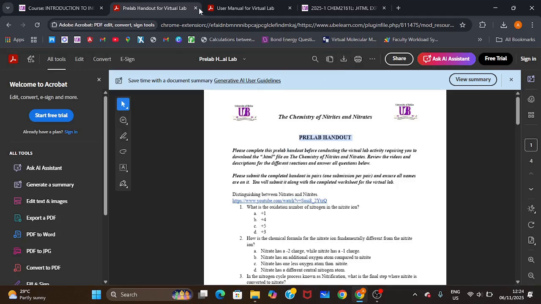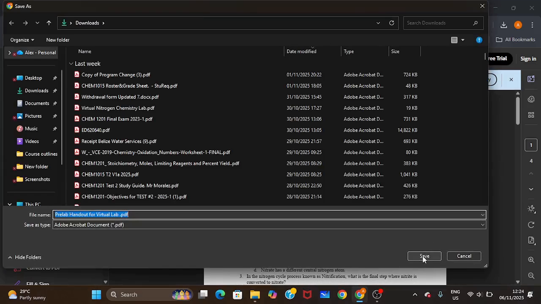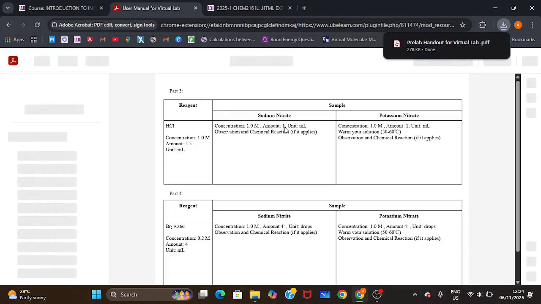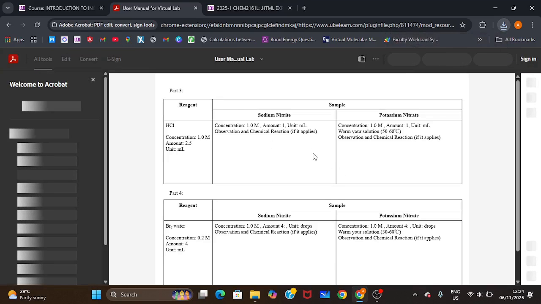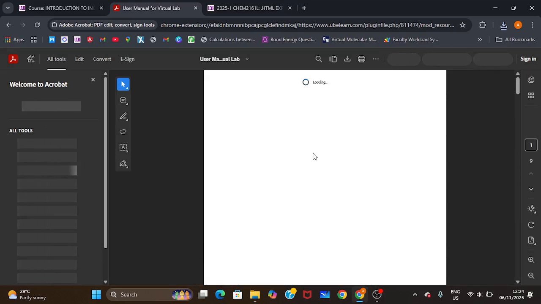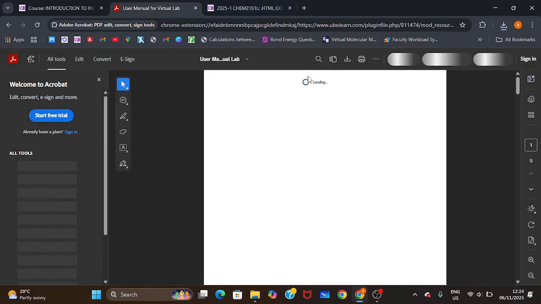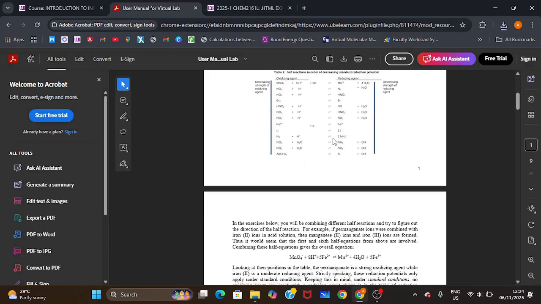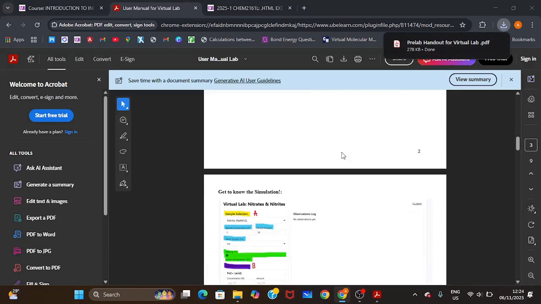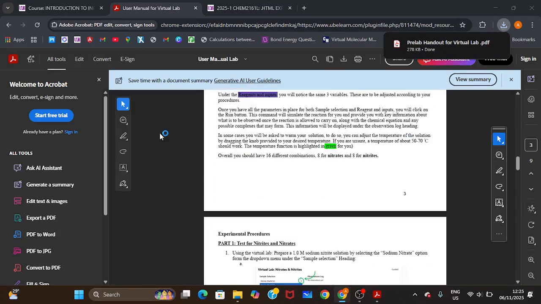So you download it, and once it downloads, you move on to the second one. This specific PDF file is your user manual. This document explains how the simulation itself should work, and what you should be doing to be able to get your results.